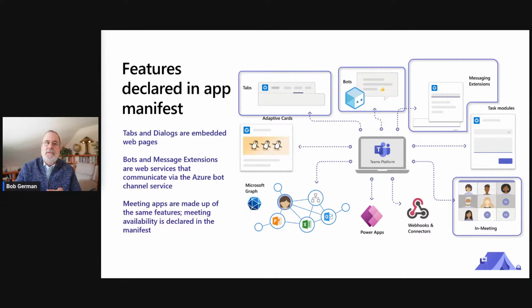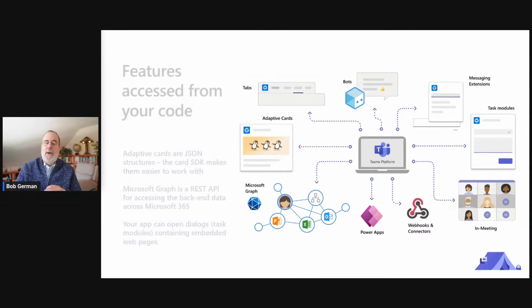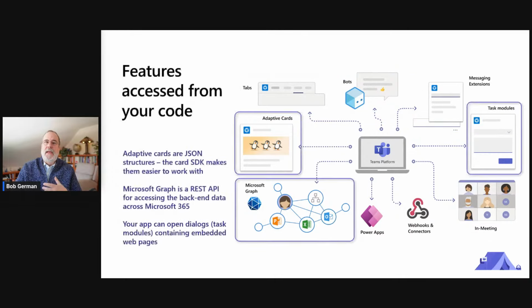The other features are ones that you access from your code, things like adaptive cards. We're going to look at all of these and you're going to see all of them in action. Also the Microsoft Graph REST API, which you would use to access all the backend services, and opening dialogues, which are really task modules, just modal dialogues. Again, you're going to see all of those in these different scenarios.